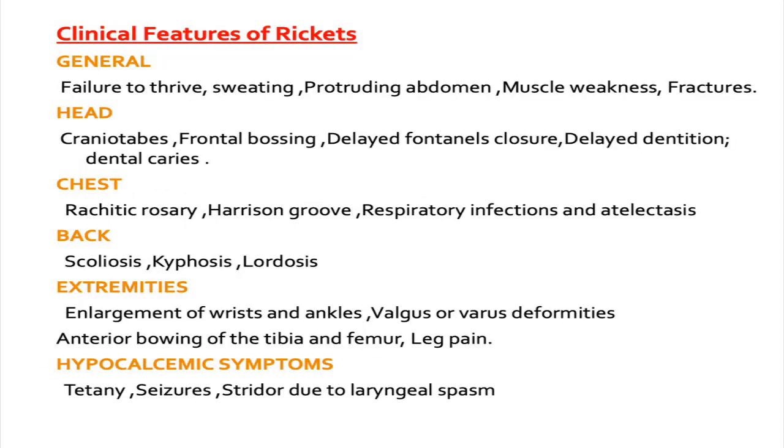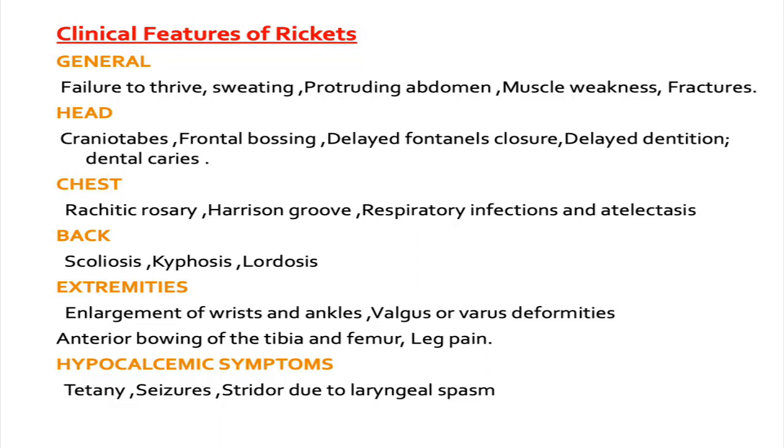Clinical features of rickets. These are the general clinical features, regardless of the etiology. You may see them in nutritional rickets, or in hypophosphatemic rickets, or in other forms of rickets. In general, there is failure to thrive, sweating, protruding abdomen, muscle weakness, and fractures, greenstick fractures.